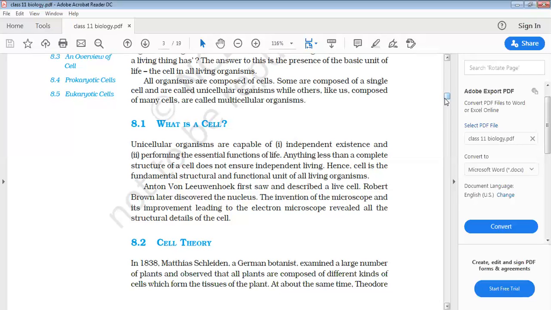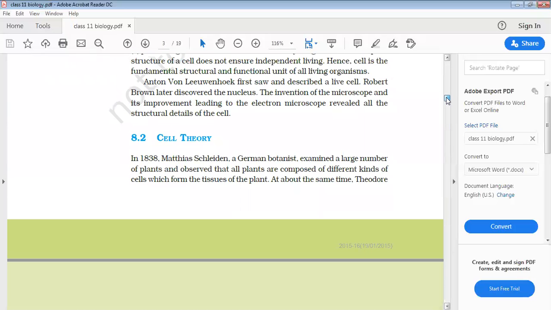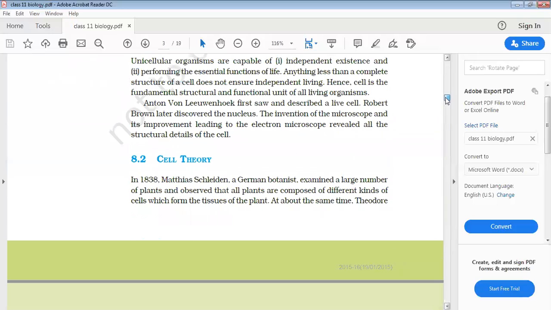Then Purkinje identified protoplasm. Then came M.J. Schleiden, a German botanist, who discovered that all plants were composed of cells. And a year later, Schwann, a German zoologist, observed that all animals are also formed of cells. And they proposed a new theory which is called cell theory. So we are going to see cell theory in our next video. Thank you.